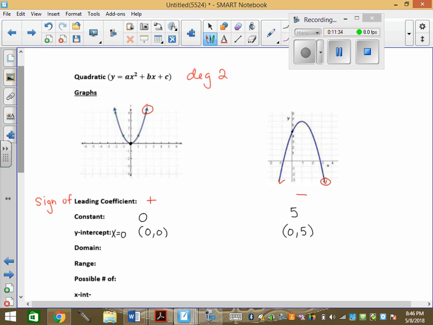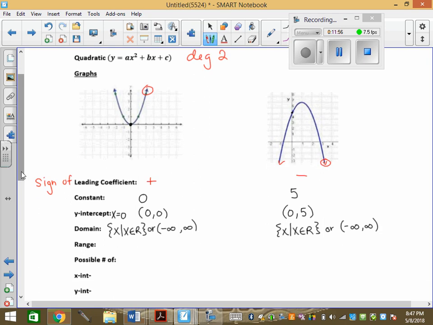The domain, because it's a polynomial and not a word problem, is x ∈ ℝ in set notation, or negative infinity to positive infinity. And same thing here. All polynomials, like I said, unless it's a word problem, are x ∈ ℝ. The range is not y ∈ ℝ because the arrows are not going in opposite directions. If arrows are going in opposite directions and it's an odd function, it's going to be y ∈ ℝ.